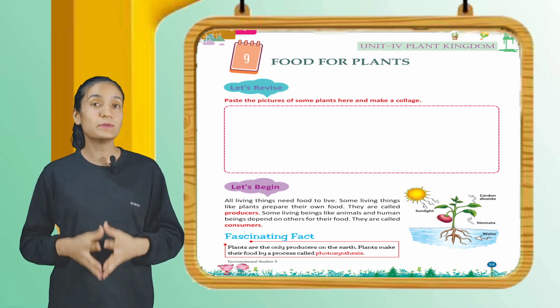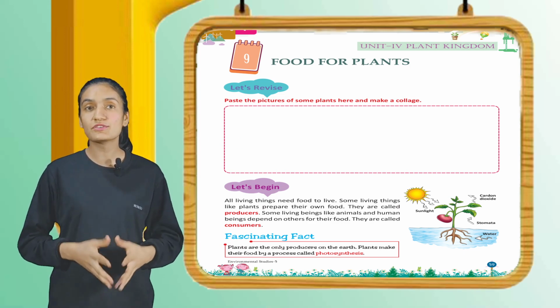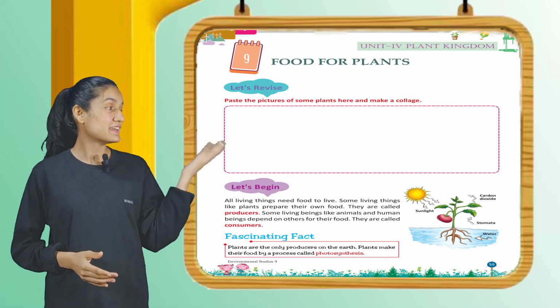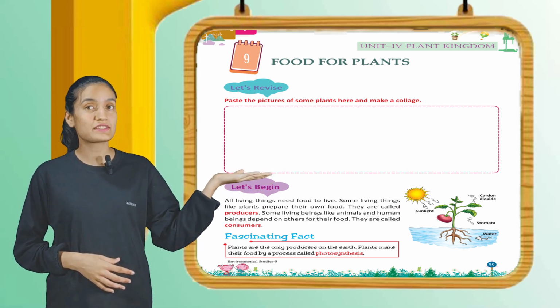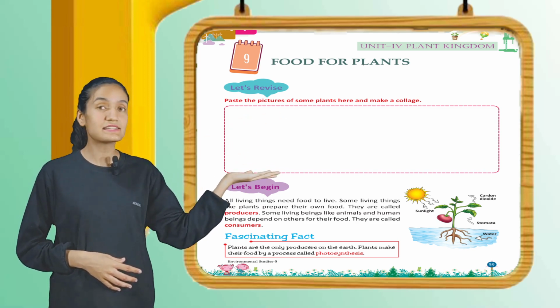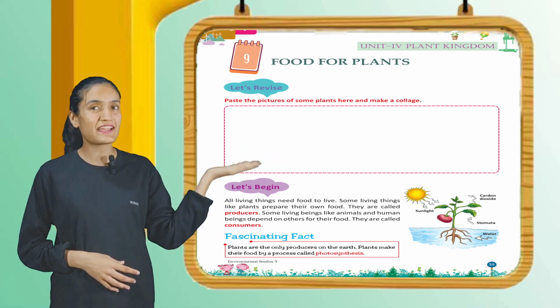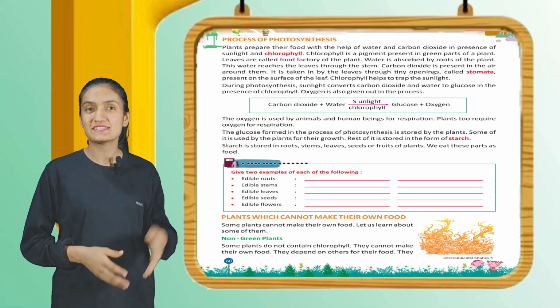Plants are the only producers on the earth. Plants make their food by a process called photosynthesis. Here you can see a plant, and the process of photosynthesis is shown here, like carbon dioxide, sunlight and stomata and water. Now let's understand the process of photosynthesis.